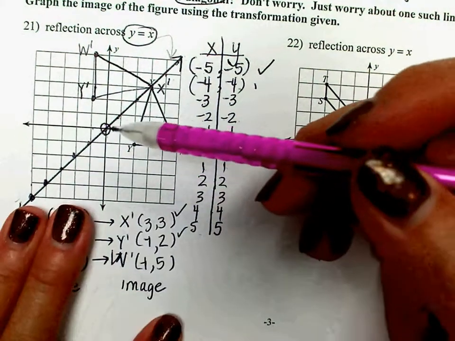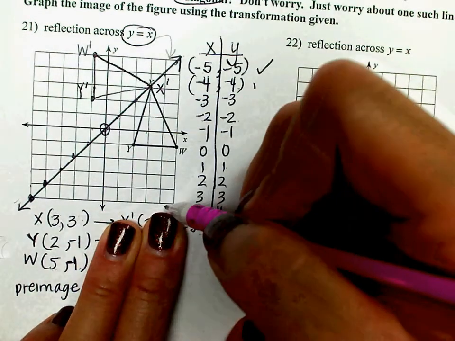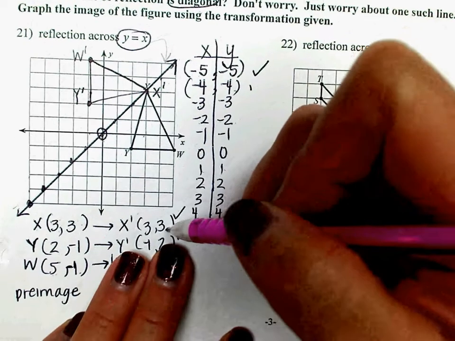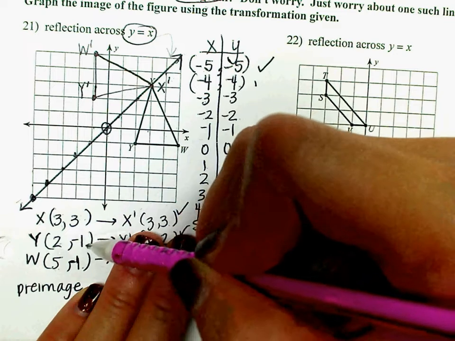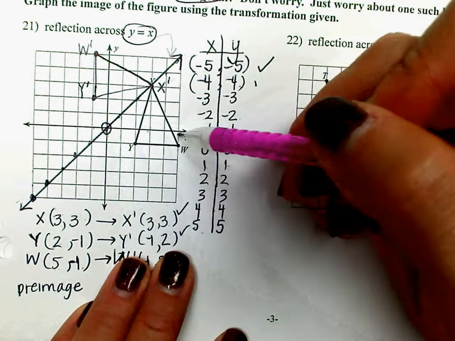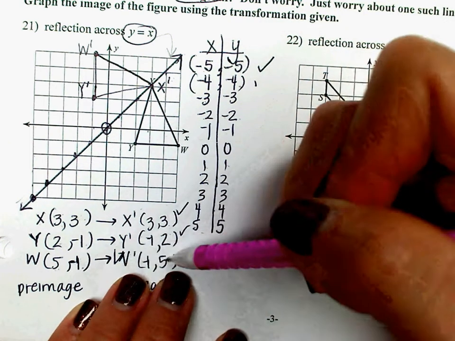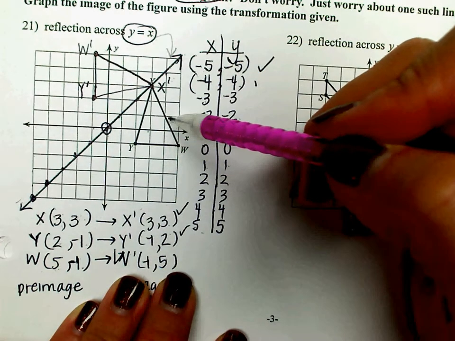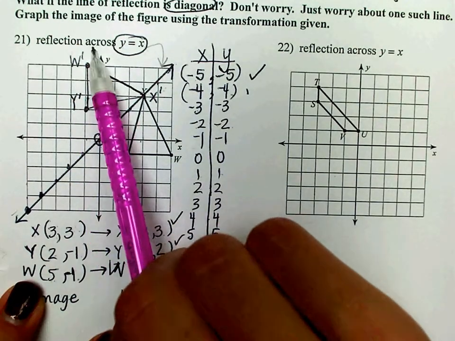Now the way you predict the image is that you just swap the x and y to get the new coordinates. So if you swap the 3 and 3, that's just 3 and 3, which happens to be x prime in the same spot. Now if you switch 2 and -1, it becomes -1 and 2. So -1, 2 is right here. And then 5, -1 is where the original w is. Then when you switch them, it becomes -1, 5, which is over here. Then when you connect, you can see the reflection over the line y equals x, or in other words, reflection across y equals x.